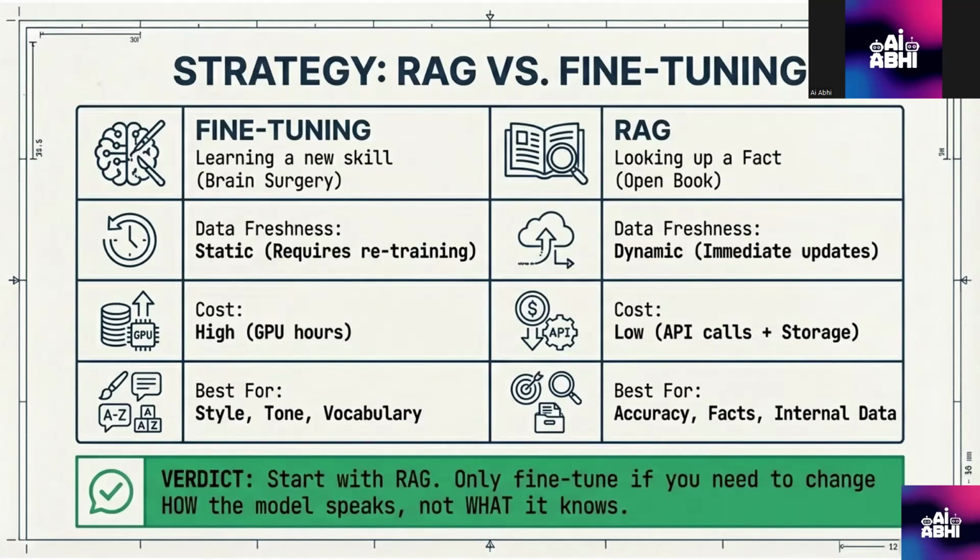But RAG is like giving someone a reference book at the time of answering. The information is always fresh because you are pulling directly from your documents, which are updated. If you update a document, the next answer uses the updated version. No retraining needed.